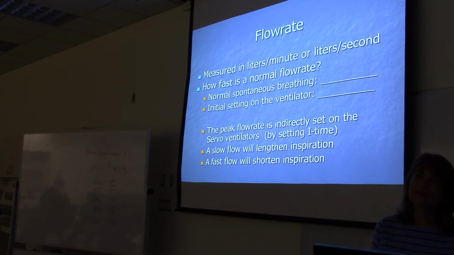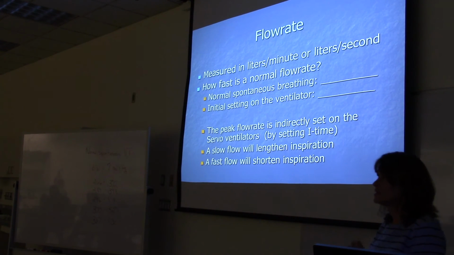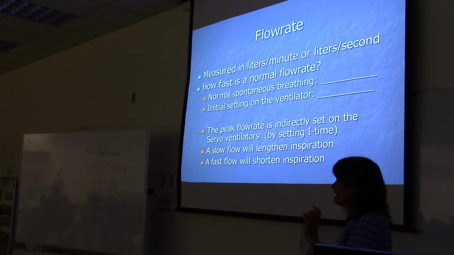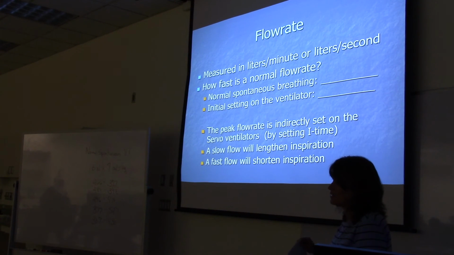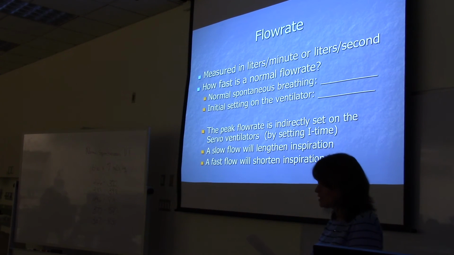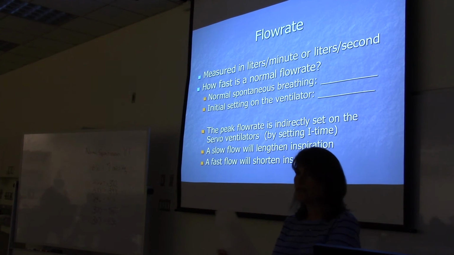When you put a patient on a ventilator, instead of starting with 30 liters a minute, you start a little bit faster than normal spontaneous breathing, and that would be about 40 liters per minute. So the initial setting on the ventilator is about 40 liters per minute.